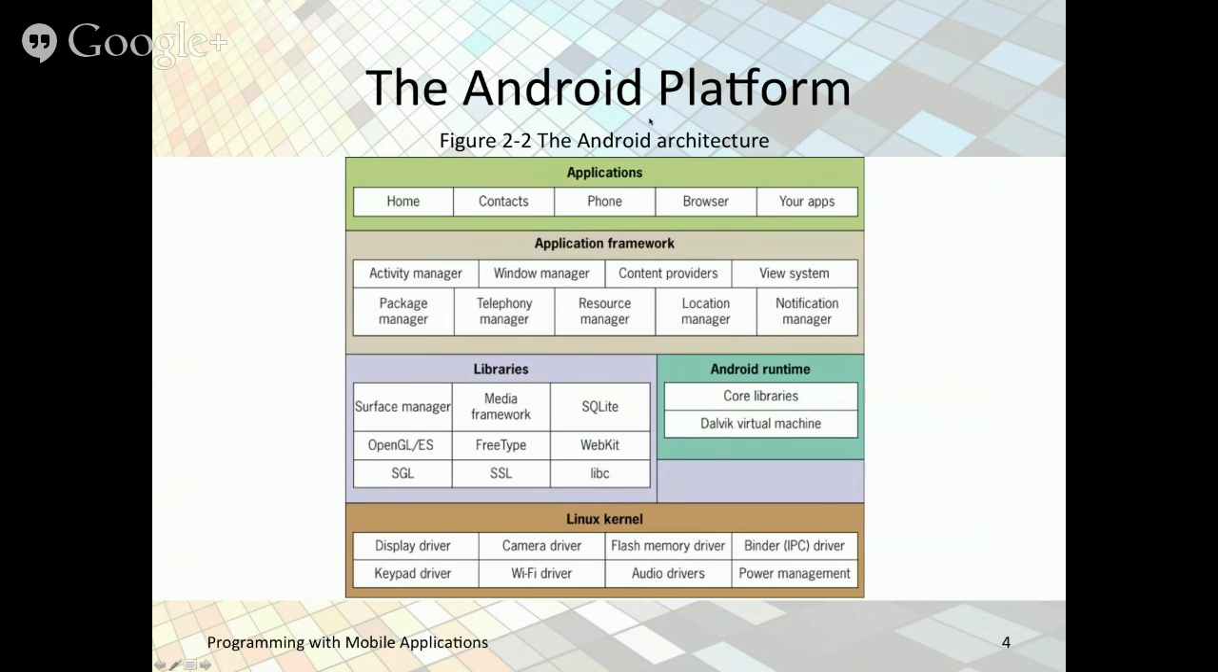Then here's the Android architecture, which is what we've been working on. The applications, the application framework. There's all these different managers that are just pieces of software that manage these applications. Then we have the libraries, the Android runtime, the Linux kernel. These are just parts of the Android architecture. So you can see they're a little bit different.